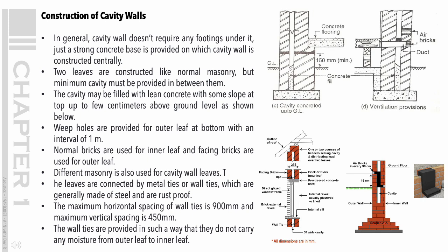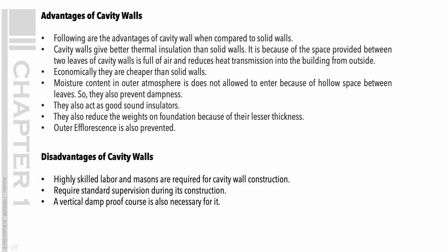Normal bricks are used for the inner leaf and facing bricks are used for the outer leaf. Different masonry is also used for cavity wall leaves. Leaves are connected by metal ties or wall ties, which are generally made of steel and are rust-proof. The maximum horizontal spacing of wall ties is 900 mm and maximum vertical spacing is 450 mm. The wall ties are provided in such a way that they do not carry any moisture from outer leaf to inner leaf.